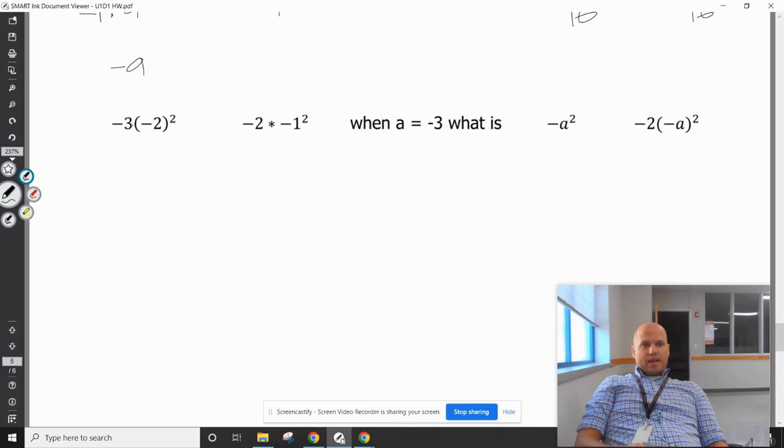This is negative 3 times negative 2 squared. Don't multiply the negative 3 and the negative 2 first. Multiplication comes after getting rid of exponents. So get rid of this 2 first by squaring negative 2. So it's like negative 2 times negative 2 is positive 4. Now we can do positive 4 times negative 3.